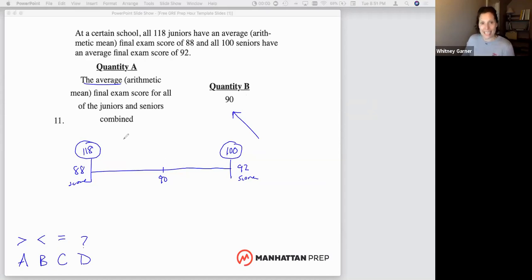Weird that that's the number that's sitting there. But it isn't an equal number, right? Who's winning our tug of war? At least by a little. The juniors are winning our tug of war, which means it's going to pull the average their direction. And since it's pulling the average their direction, I don't have to calculate the actual average. Here's what I know, that the actual average is going to be somewhere between 88 and 90, which is going to make it less than 90.